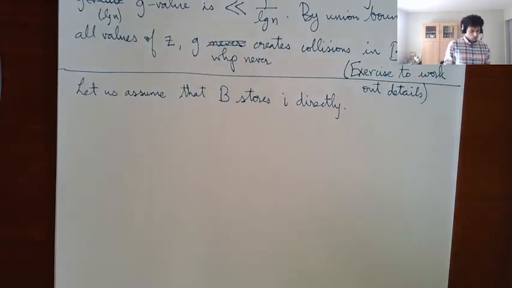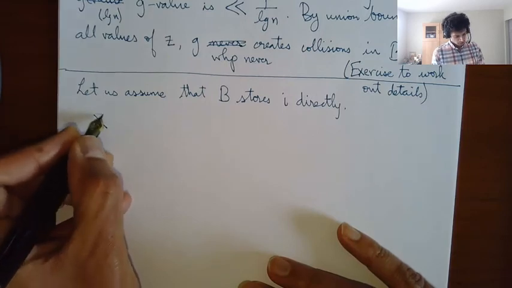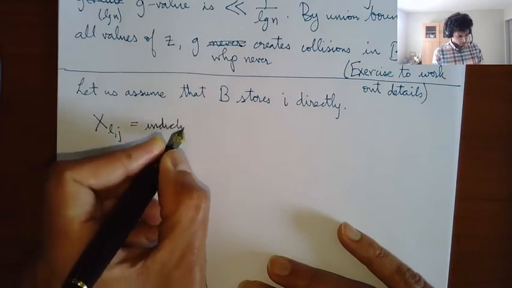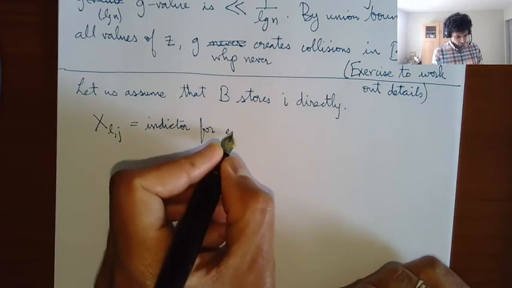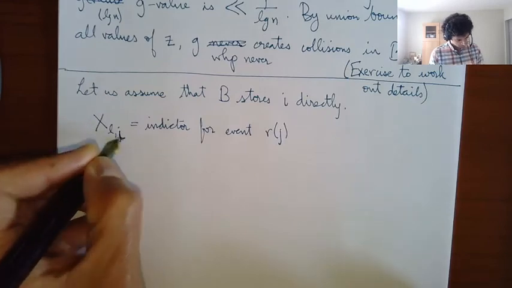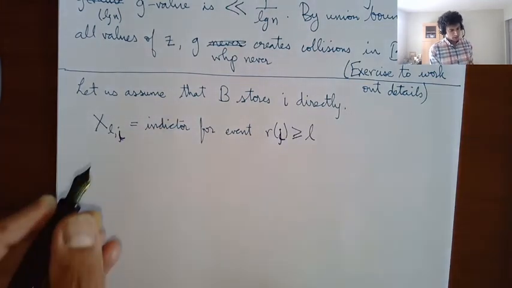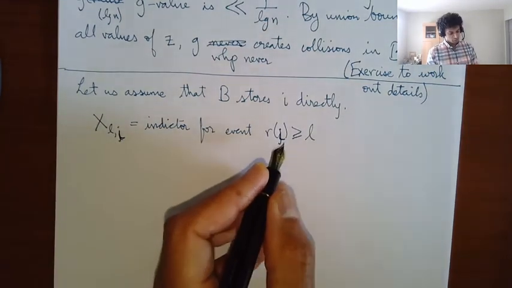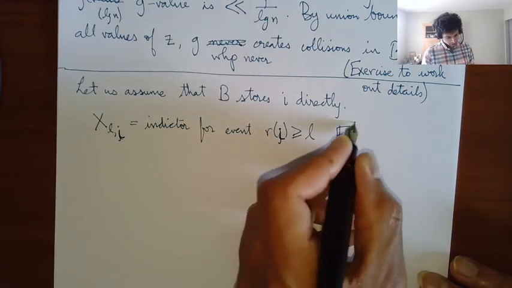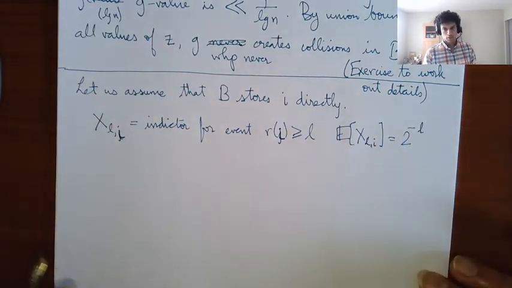Okay, so now let's do the analysis. X_{L,i} is going to be an indicator for the event that R of i is greater than or equal to L. This is just looking at the indicator for the hash of i having at least L trailing zeros, and we know that the expectation of X_{L,i} is 2 to the minus L.